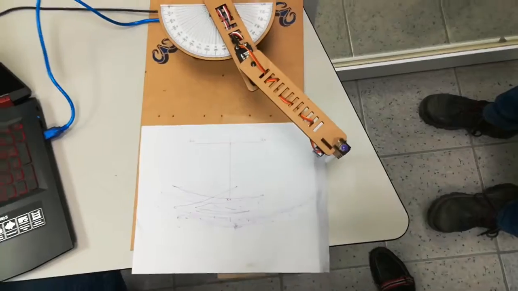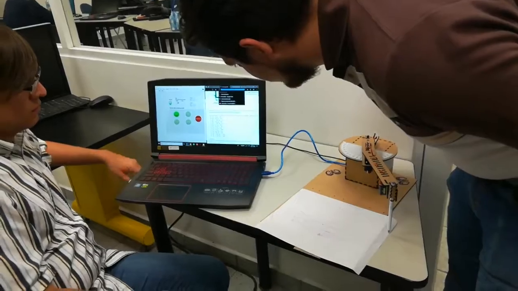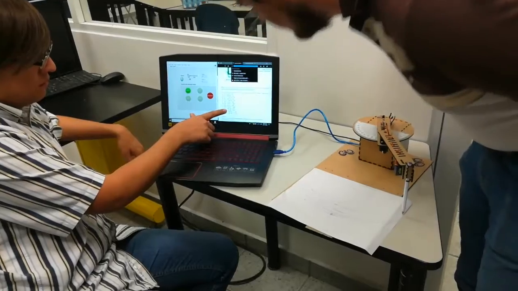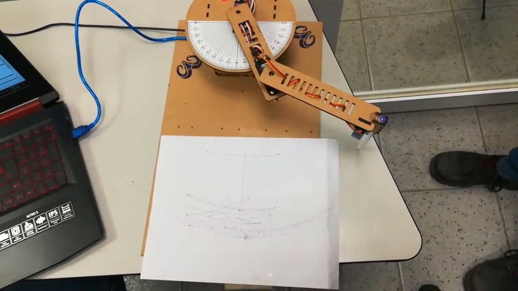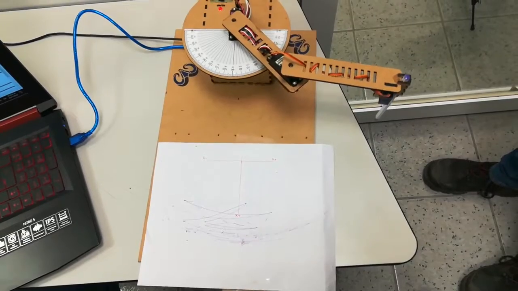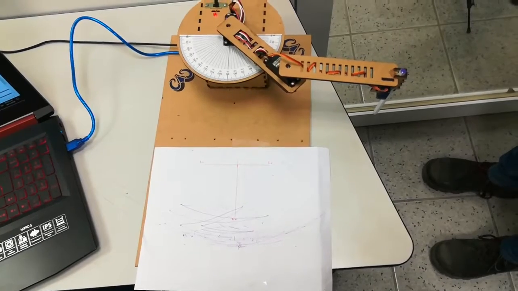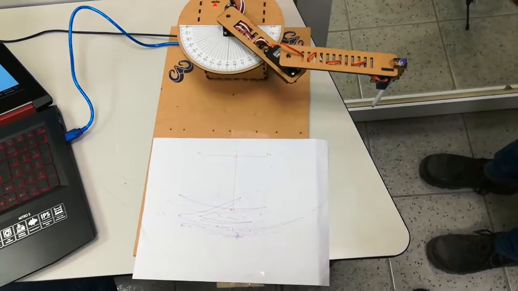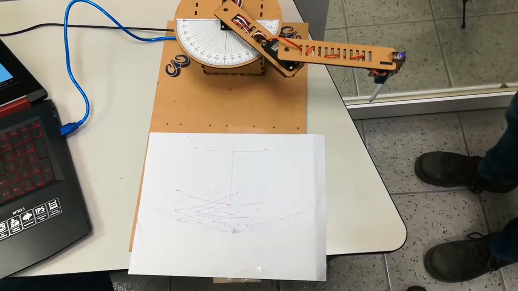Okay, so the next pair of angles that we're going to show are 45 degrees theta 1, 45 degrees theta 2. We can see here we have 45, the real angle is 48. So we have an error of 3.